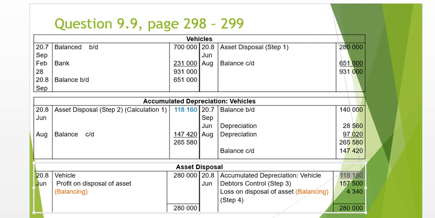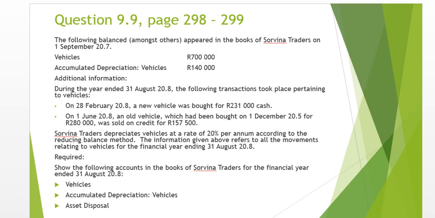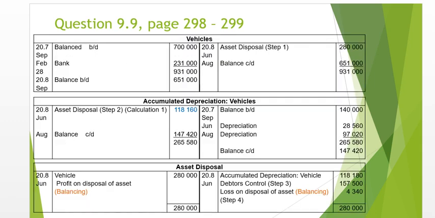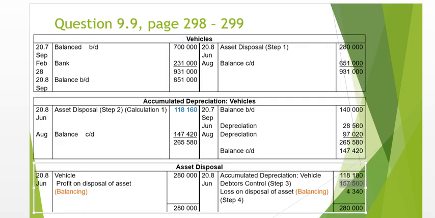and then we need to record how we dispose of this asset. If we go back to the question, it says there we sold this asset on credit for 157,500 Rand. So then we're going to credit 157,500 Rand, and that's on the 1st of June 2008, and it's because it was a credit sale. So that's coming from our debtors control. And if we balance it out, then our asset disposal account will have a credit balance of 4,340. So we made a loss on disposal of this asset.